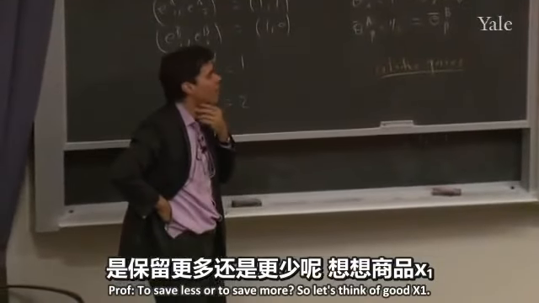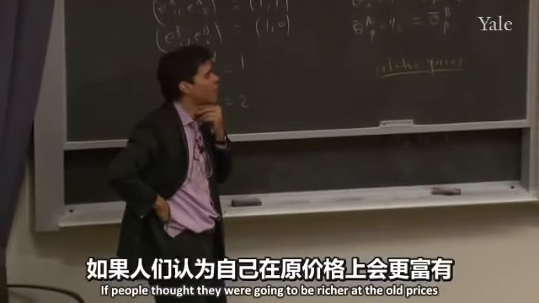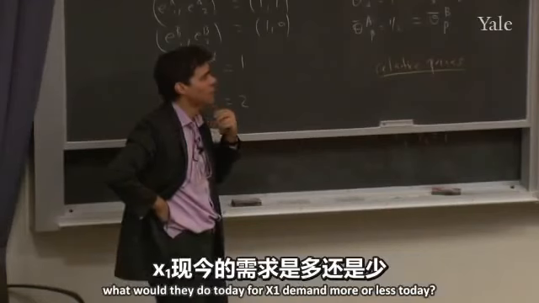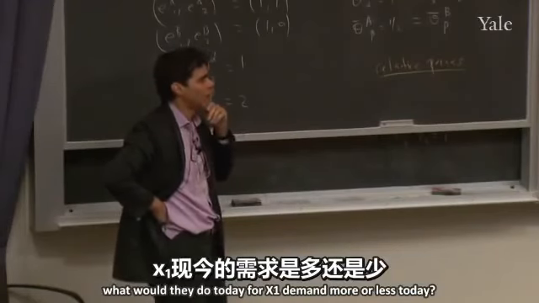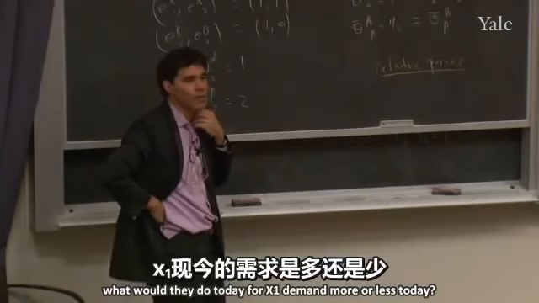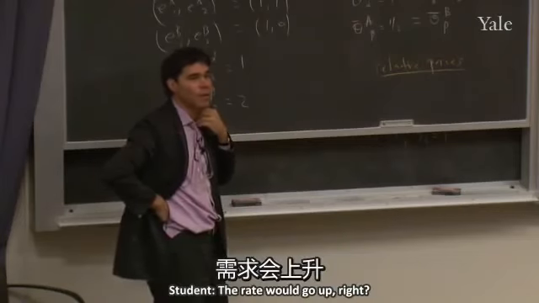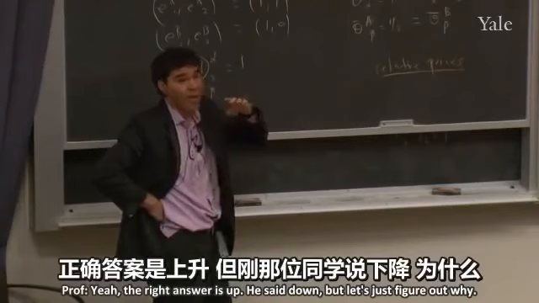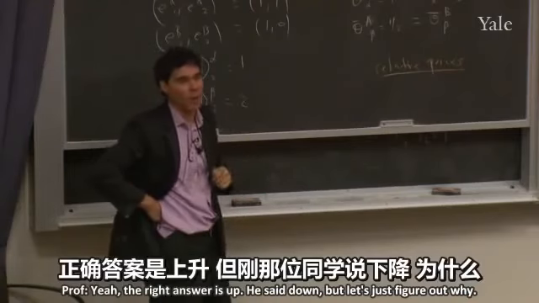So let's think of good X1. If people thought they're going to be richer at the old prices, what would they do today for X1? Demand more or less today? The rate would go up, right? Yeah, the right answer is up. He said down, but let's just figure out why. They demand more.